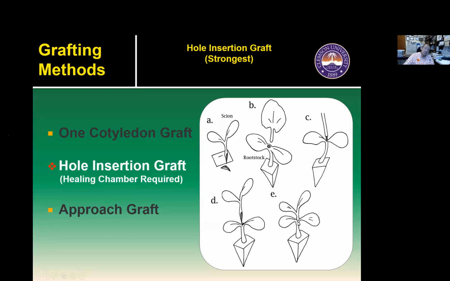If not, you can put a clip on this, but the real good growers don't have to use any clips with this. Okay, but this method then has to be put back in the healing chamber. So both the cotyledon method and the hole insertion method need a healing chamber approach for this, so that you can eliminate the need for a grafting clip if you're able to do this graft.